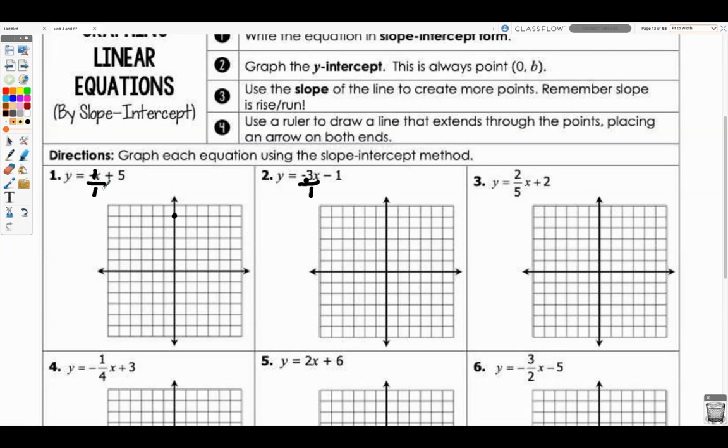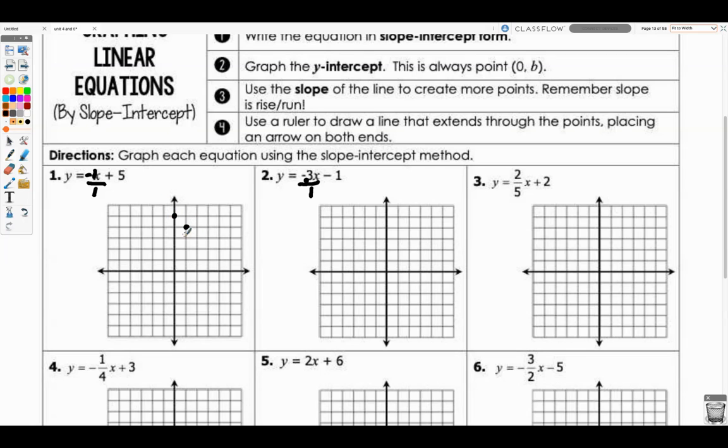Then I've made this into rise over run by putting this naked x. I put a coefficient of 1, but it happens to be a negative 1 because it was a negative x. I put it over 1 because negative 1 divided by 1 is negative 1. So now I have my rise over run. So it's going to be a negative slope. So I'm going to go down 1. That's what negative 1 means. I go down 1 and right 1. This is a negative slope.